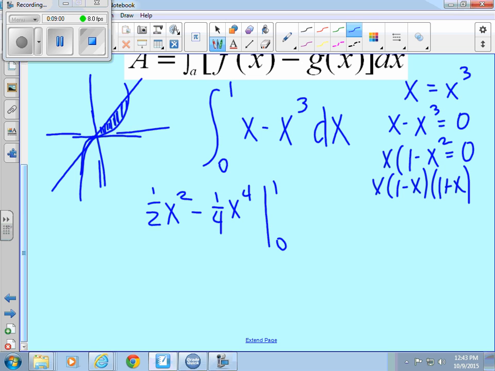Good so far? What am I doing? You're doing the antiderivative. Good. I'm going to do the fundamental theorem, plug in 1, plug in 0. And I get 1/2 minus 4 minus 0. So the area between those two curves is a 4.